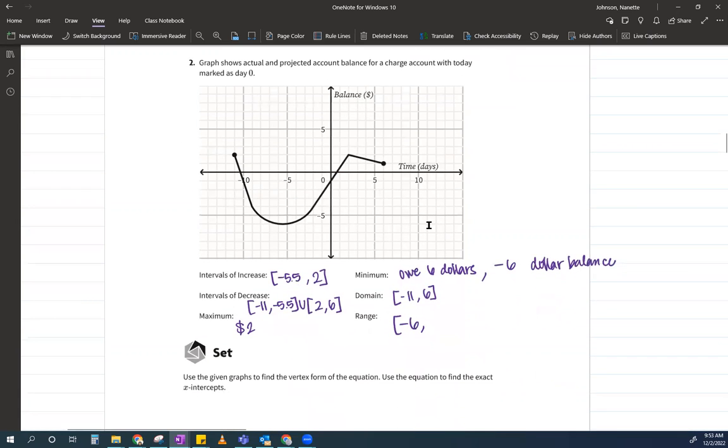So here's your answers for this one. Intervals of increase is when you're going up, up, up on the roller coaster. Decrease is when you're going down on the roller coaster. Maximum is the highest point of your roller coaster. Minimum is the lowest point of your roller coaster. Domain is from left to right. And range is from lowest to highest.